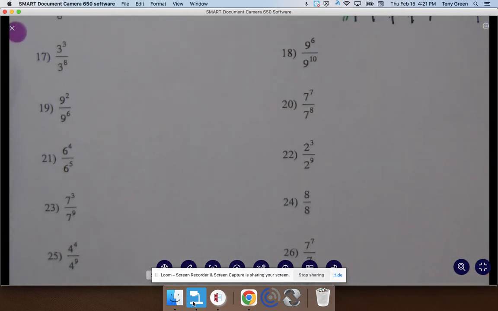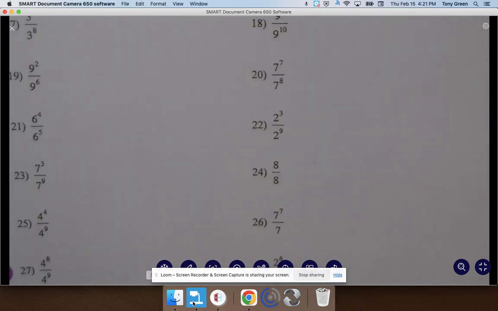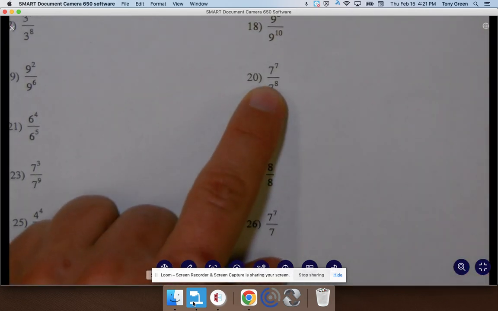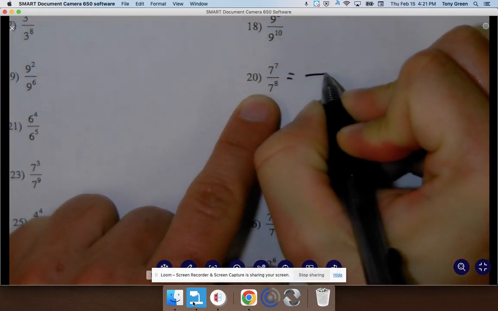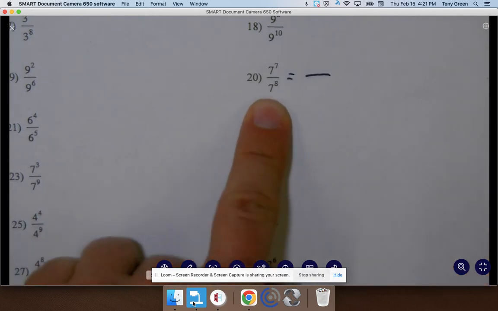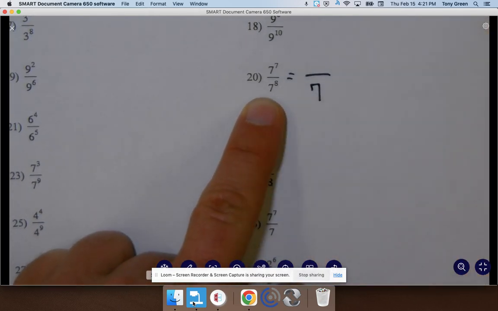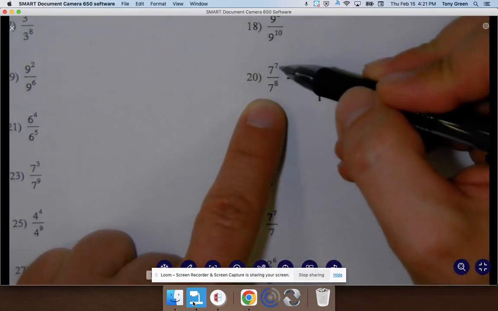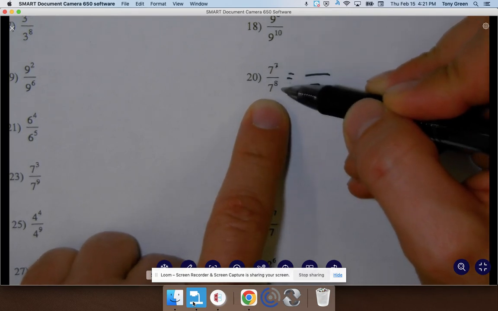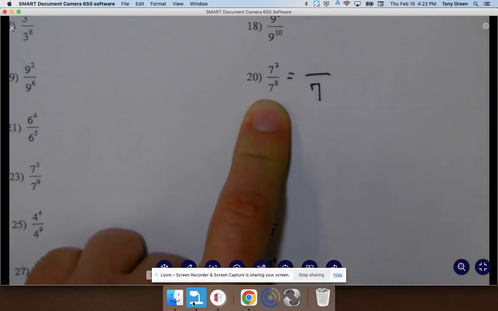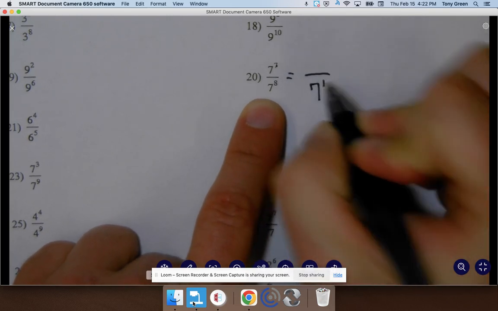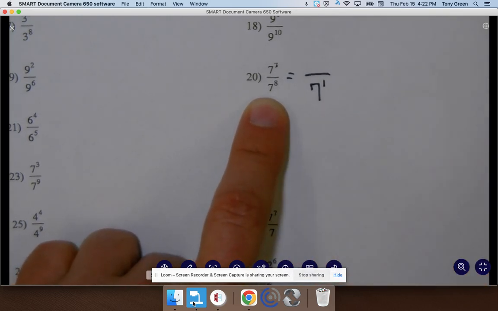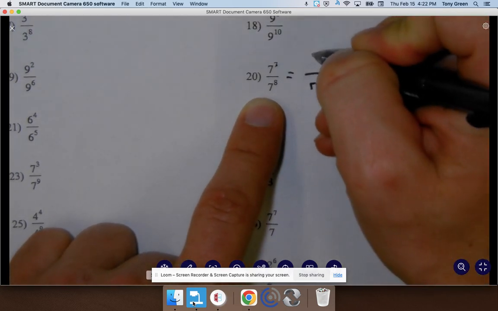Let's do number 20, so it's not the same number. Okay, 7 to the 7th over 7 to the 8th. So I'm going to draw my fraction bar. Now we have more 7's in the denominator, so our leftover 7's will be in the denominator. We have 8 in the denominator, 7 in the numerator. So these 7 7's will cancel out 7 of these 7's. So we have 1 left over. So 7 to the 1st. Or we could write just plain 7. Now since we don't have anything in our numerator, we need a 1 as a placeholder.